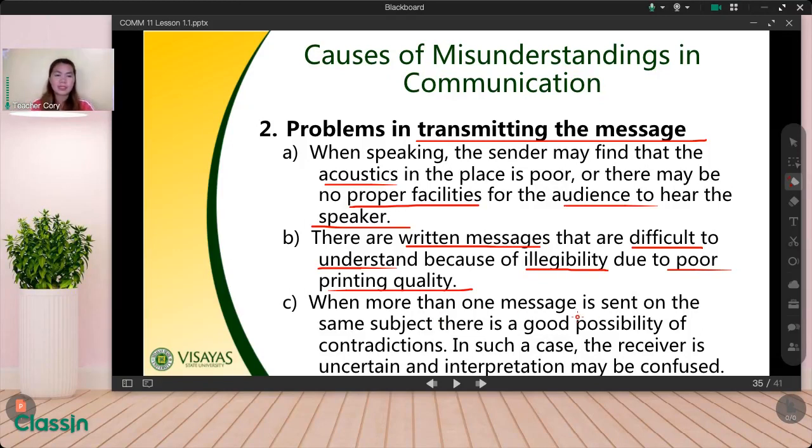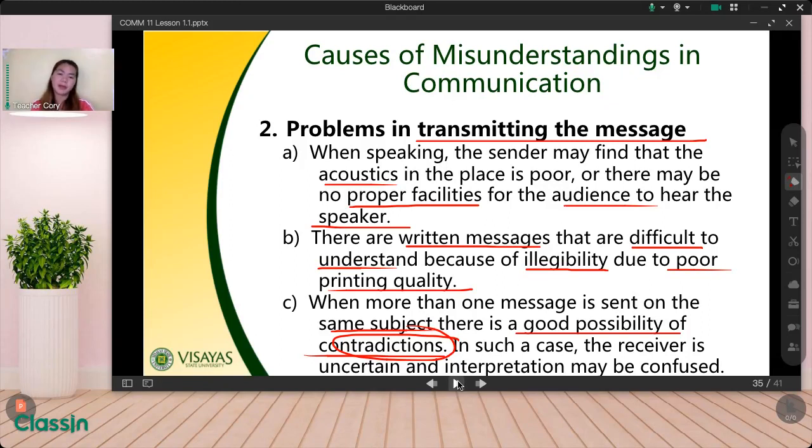When more than one message is sent on the same subject, there is a good possibility of contradictions. In such a case, the receiver is uncertain and interpretation may be confused. So when more than one message is sent on the same topic, there is a good possibility of contradiction. So that also, I think this is more on, not psychological. Yeah, psychological aspect or interpretation. Yes, that's right.